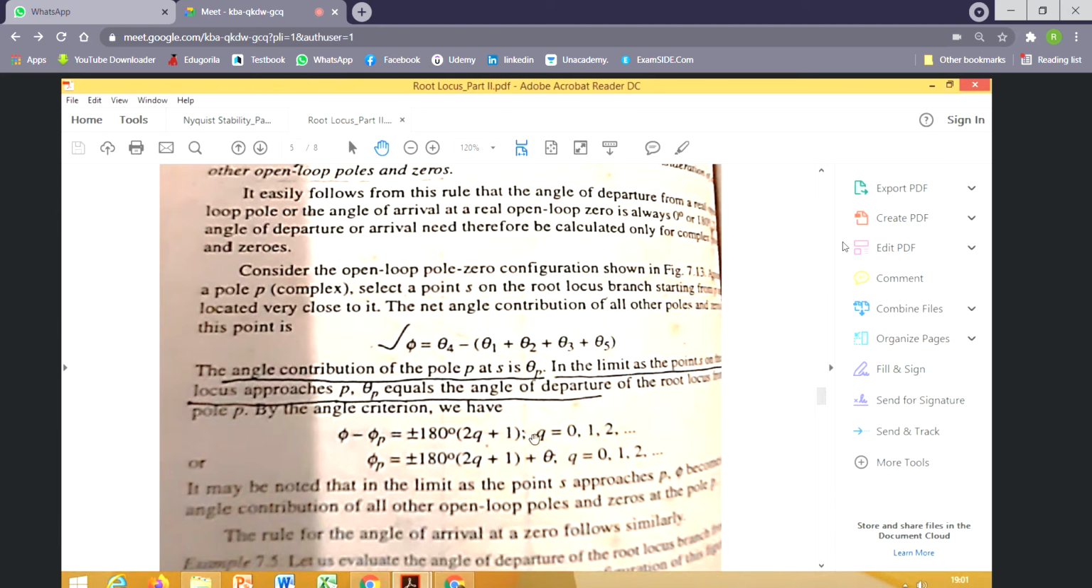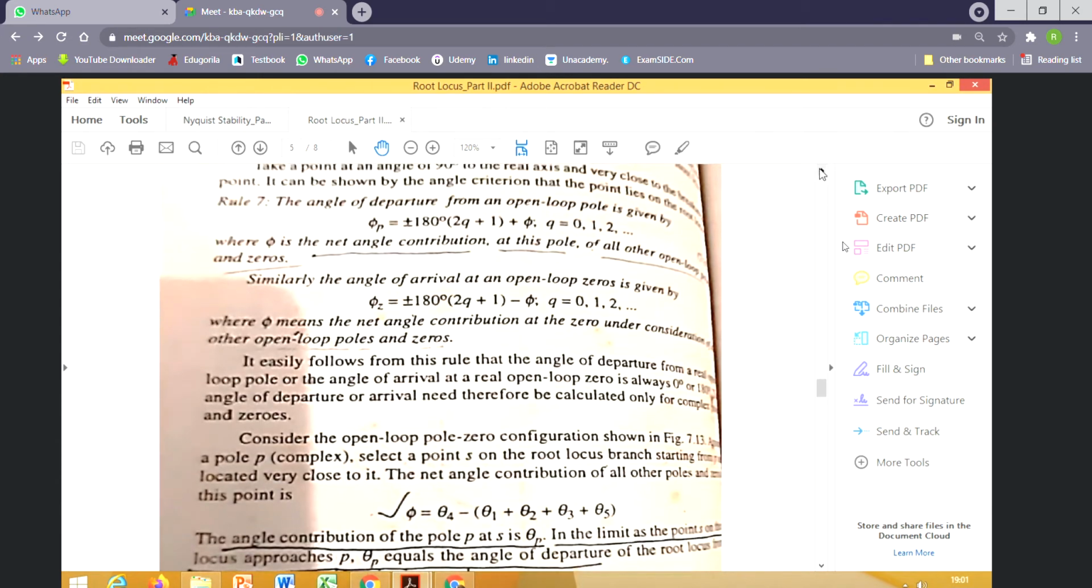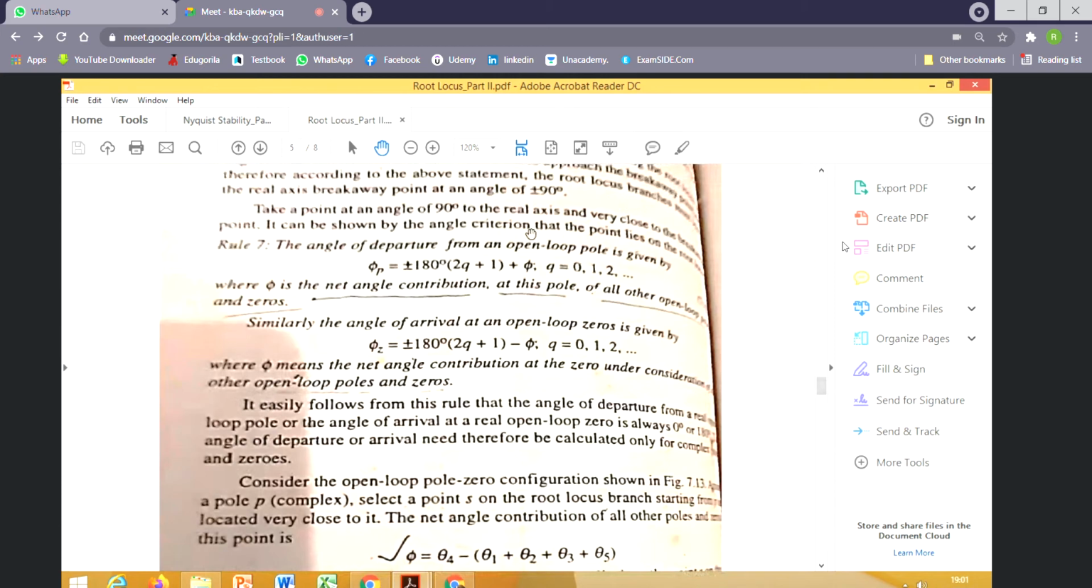Clear? Hence, the angle of departure from a complex open loop pole will be phi p, which is equal to plus minus 180 degree (2q plus 1) plus phi, where phi is the net angle contribution by all other open loop poles and zeros at that particular complex open loop pole, whereas phi z is the angle of arrival at a complex open loop zero, and phi z is given by plus minus 180 degree (2q plus 1) minus phi, where phi again is the net angle contribution by all other open loop poles and zeros at that particular complex open loop zero, right?